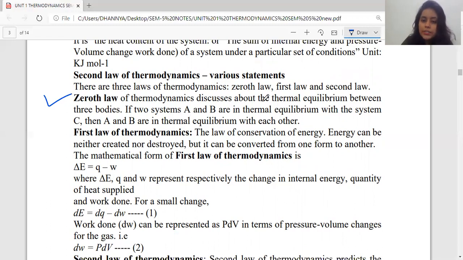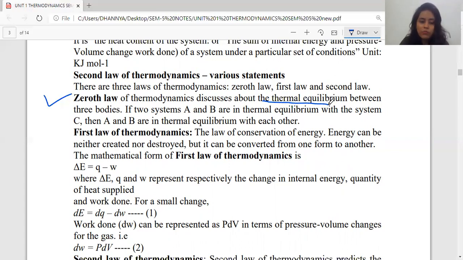That is only and only concerned with the thermal equilibrium between bodies. So what it said is that if two systems are somehow in thermal equilibrium with one another, then automatically the third will be in thermal equilibrium with each other. Okay? So that was called the zeroth law of thermodynamics.